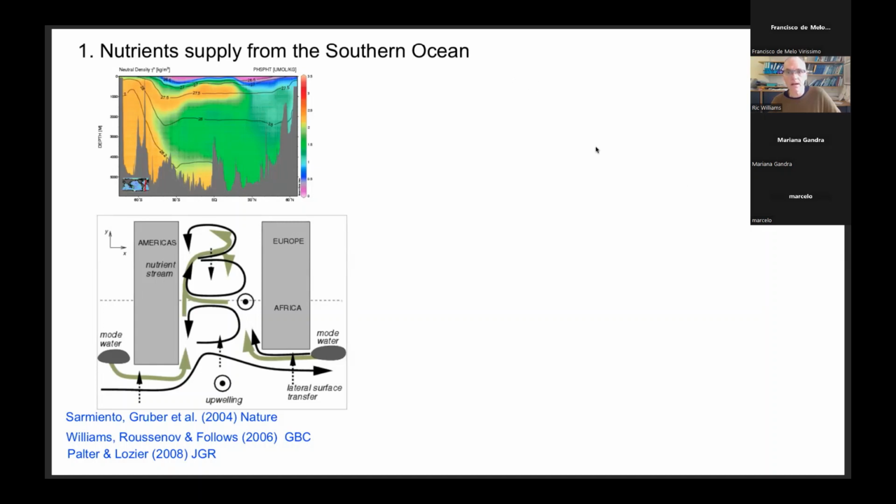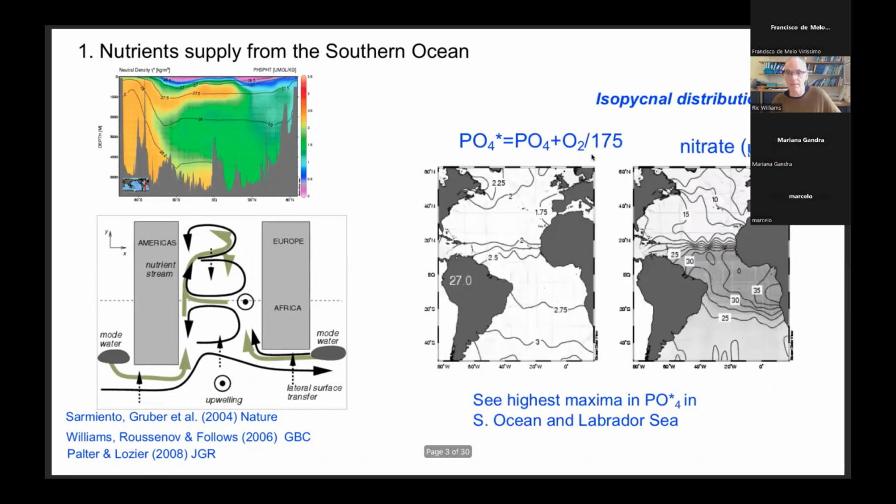Sorry, the screen doesn't respond. Yeah. And if we plot the distributions of nutrients along a potential density surface, we can see high concentrations of phosphate star nutrient, which spread from either the Southern Ocean or the Labrador Sea.